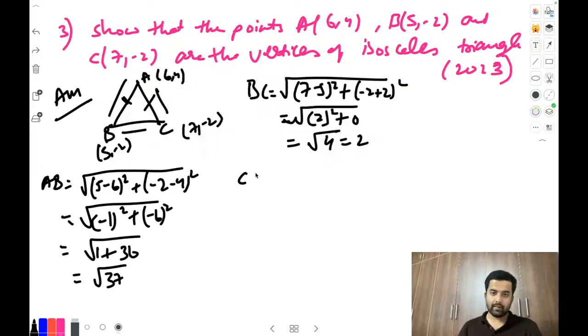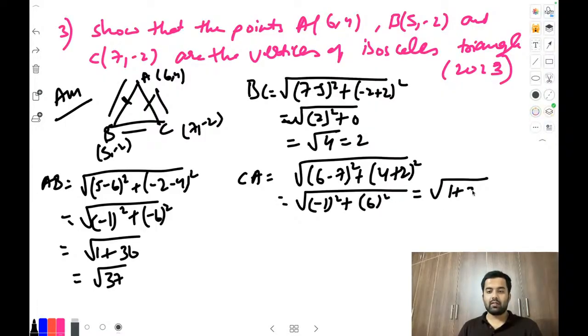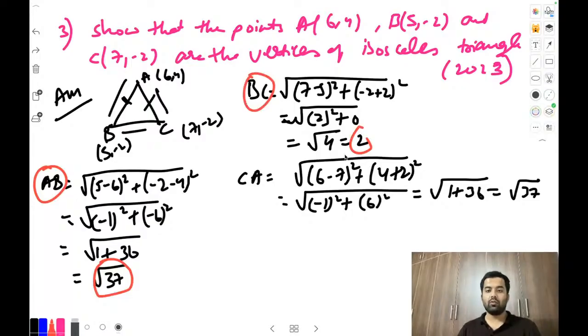Now CA. CA will be 6 comma minus 7 whole square plus 4 plus 2 whole square. Okay, now here minus 1 whole square, this becomes 6 whole square. After this 1 plus 36, after this root under 37. Okay, as you see here, AB is root 37, BC is 2 only, and CA is again root 37.